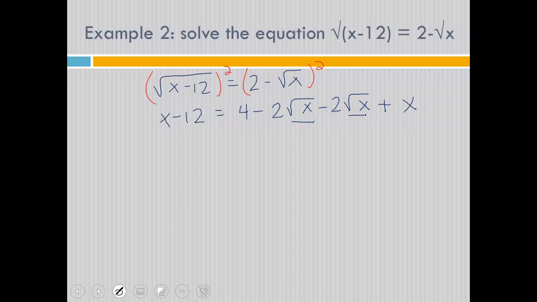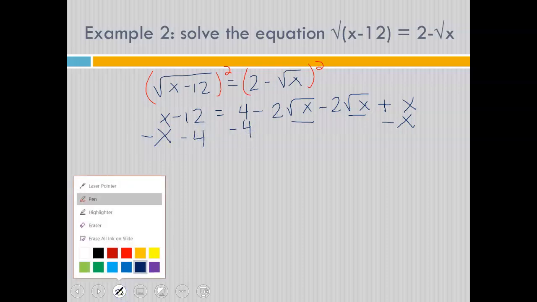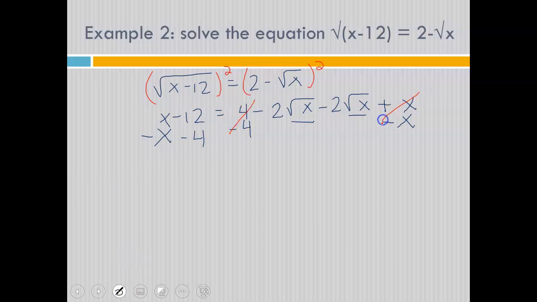So instead of just combining like terms all on the right side, I'm going to move the x to the left side. I'm going to move the 4 to the left side. So that's going to cancel the x and the 4 on the right side of my equation. It's also going to cancel the x's on the left side. So you get negative 16 equals negative 2 square roots of x.